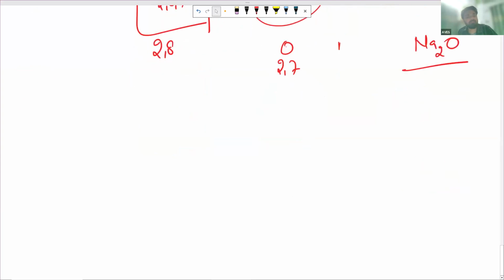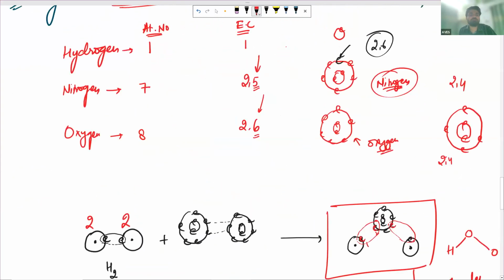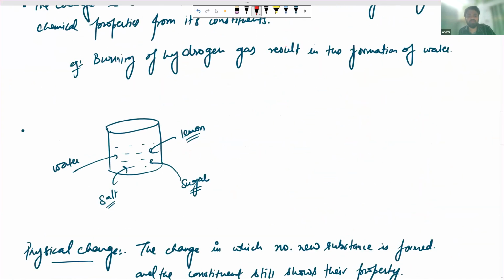But what happens in a physical change? Like you see here, dear students, this is water. You know that water molecules are like this. I'm just making water molecules like this. In the 9th standard you studied the characteristics of matter, that matter has space between particles. So when you keep dissolving salt in it, the salt crystals come into the intermolecular space. They are not breaking the bonds of the water molecule. They are just coming into the intermolecular space.